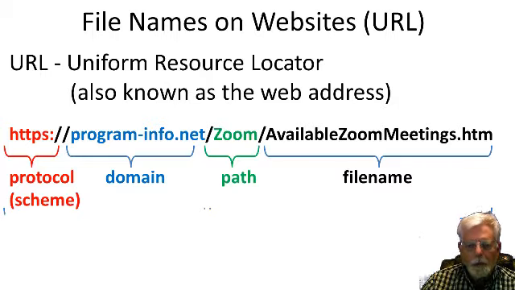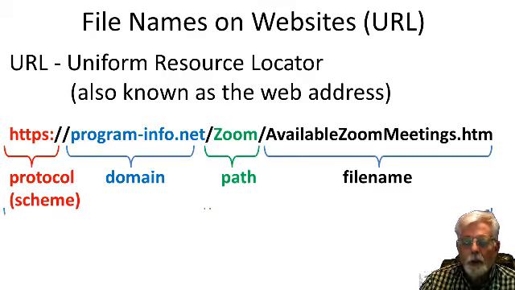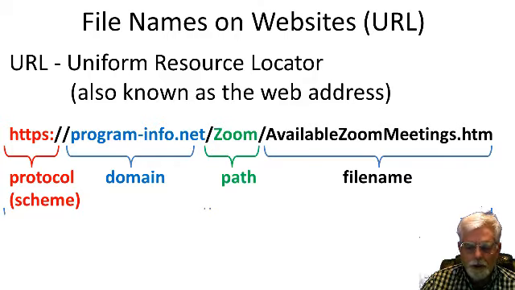The Uniform Resource Locator is also known as the URL or web address. The first part of the URL is the protocol or scheme. This tells the Internet server which program to use to process the request. The most common ones you will see are HTTP and HTTPS. This stands for Hypertext Transfer Protocol. The S at the end is for secure.